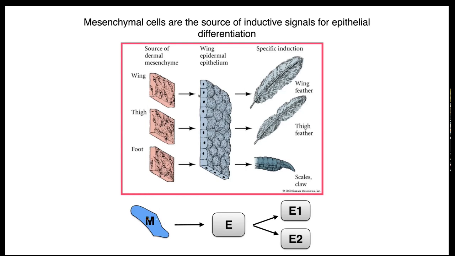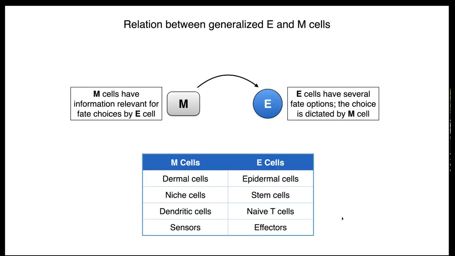M cell has some information, in one instance it will be positional information. E cell has some fate choices, in one instance this would be feathers and things like that. And M cell dictates the fate choice of E cell. And this we can generalize and say that these are definitions of these two categories of cell that are based on the relation between them.